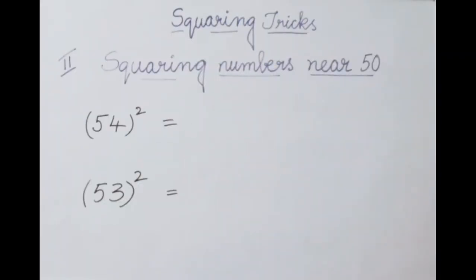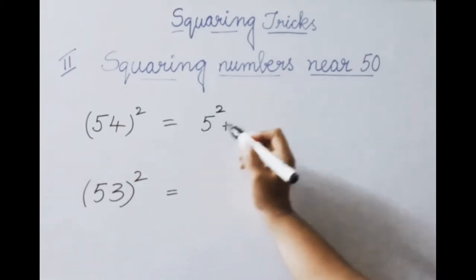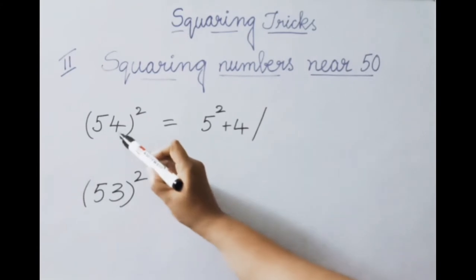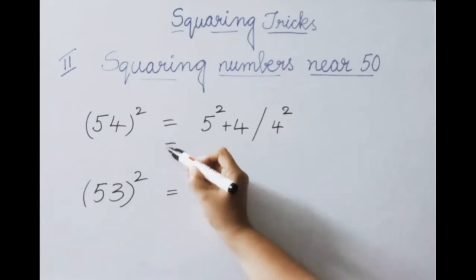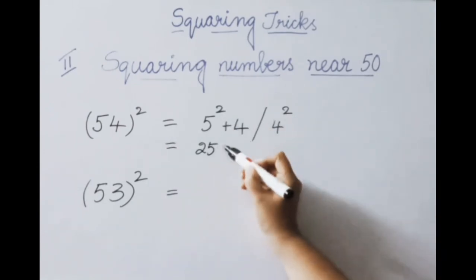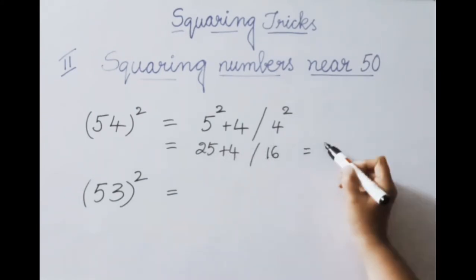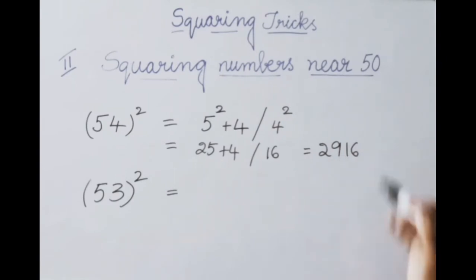Now see the second method, squaring of numbers that are nearer to 50. See the first example in this method, 54 whole square. First, we have to take the square of the first digit, that is 5 square, and add the second number 4. This is the first part answer. Next, the square of the second digit, 4 square. Let us see the answer now. 5 square means 25 plus 4. 4 square means 16. So 25 plus 4 is 29. The second part answer is 16. So 54 square answer is 2916.